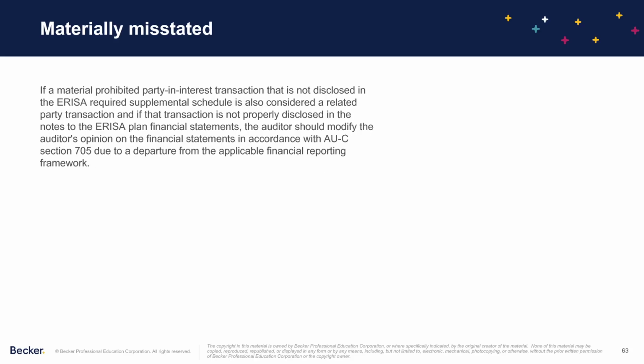If there is a material, what we call prohibited party in interest transaction, and it's not disclosed in the required schedule, and it's also considered to be a related party transaction, and if that related party transaction is not properly disclosed in the plan's financial statements, then you should modify the auditor's opinion on the financial statements under AUC Section 705 due to a departure from GAAP, right? So if you have these material inconsistencies, they do have to cover that.